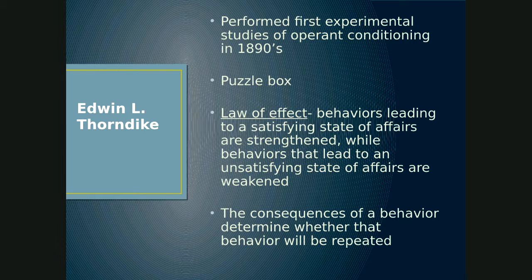And so if a behavior is followed by an unpleasant or an unsatisfying consequence, that behavior is less likely to happen again in the future. That behavior is weakened because the behavior is followed by an unsatisfying consequence. So Thorndike said that it is the consequences of a behavior that determine whether that behavior will be repeated again in the future.